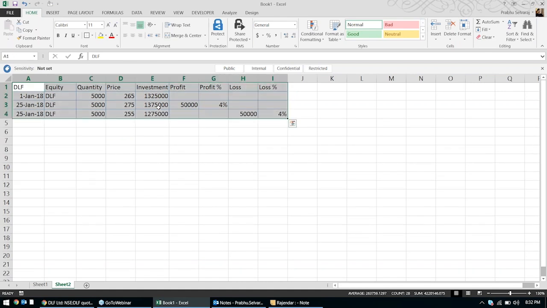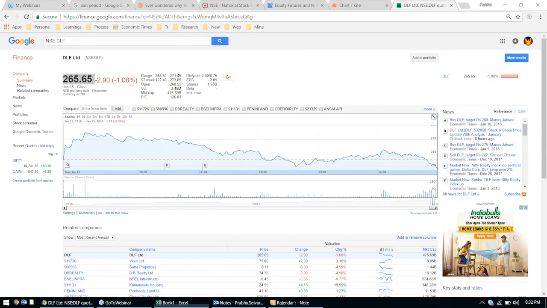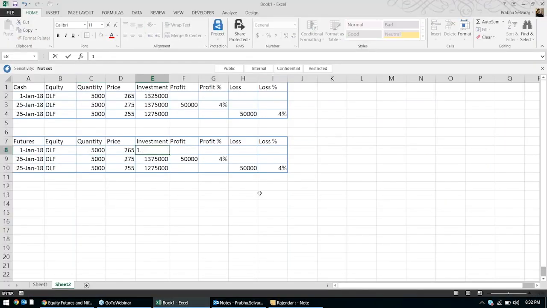Now you can say, I cannot invest so much into the market. What is the alternative available for me? That is futures. In futures, to buy the same amount of 5,000 shares, the investment you need is 1,68,000, maybe 1,70,000. We can keep a round figure. So you need an investment of only 1,70,000 to buy the same amount of shares.